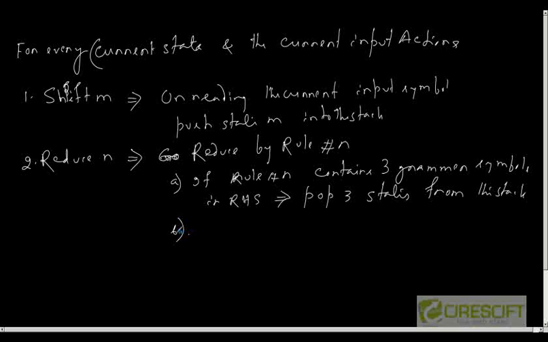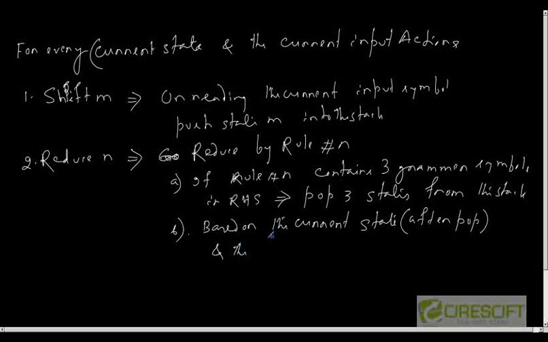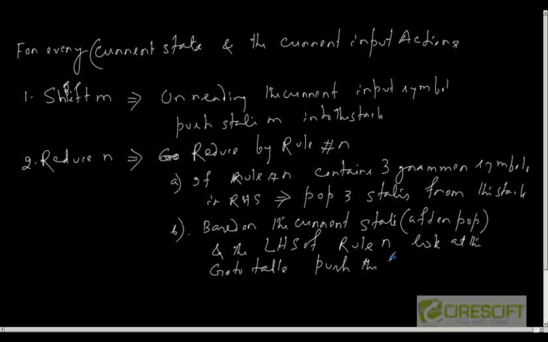Secondly, whatever is the current state, that means whatever state the current stack pointer is pointing to, based on the current state after the popping action and the LHS of rule N, whatever non-terminal it has in the left hand side of rule N, you look at the goto table and push the state, look for the state present in the goto table.